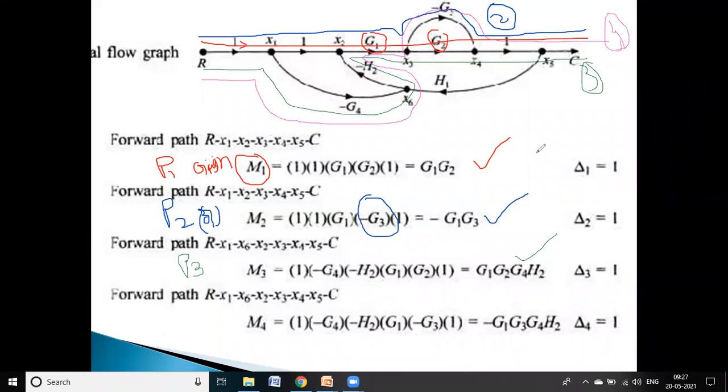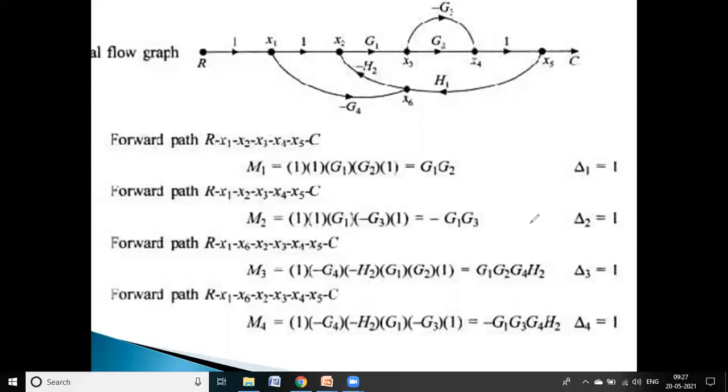And again, in all these four, if I observe, no node is traversed more than once. All the four paths, if we observe, no node is traversed more than once. So first of all, we have to identify the paths. Okay, note down all these four paths. No need to write down everything. Simply write down the four forward paths and their gains, the four forward path gains.